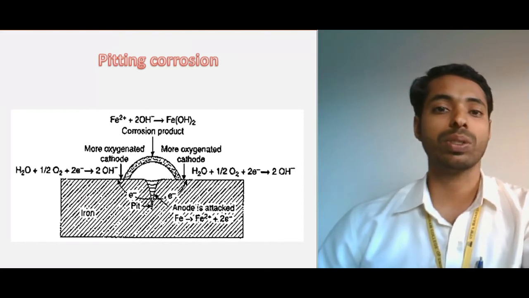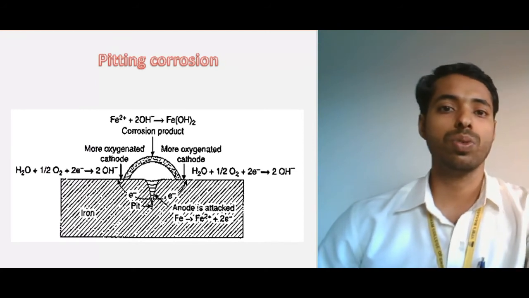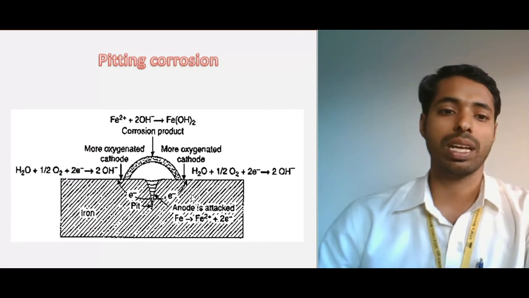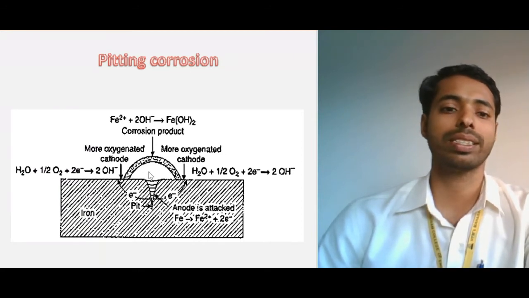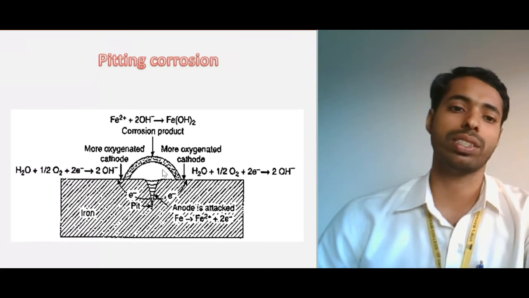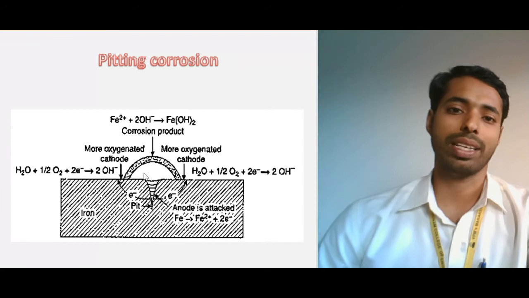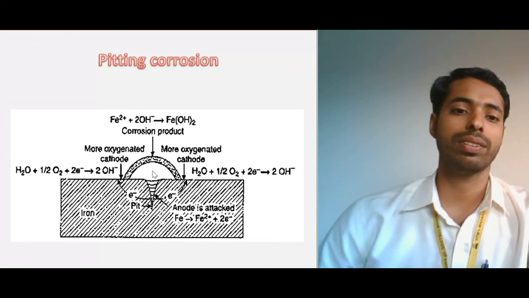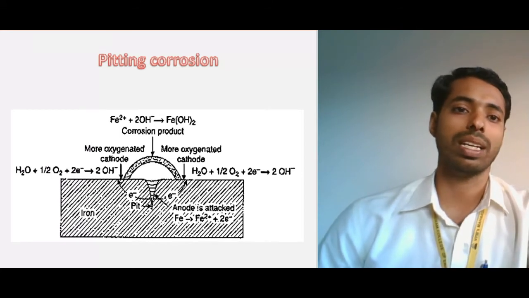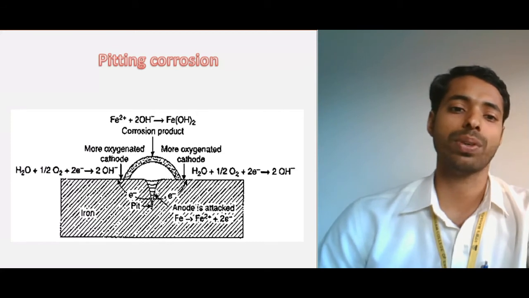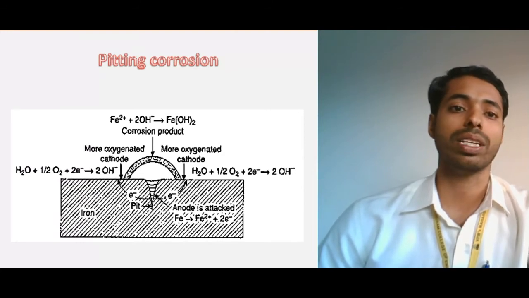This pitting corrosion can be explained in two ways. In this example, as you can observe, here is the iron metal on the surface of which a scale is produced, or dust particles or sand particles are accumulated. In this case, the metal surface below this sand or dust particle, which is less in contact with oxygen, the less oxygenated area, will behave as anode, and the rest of the metal, which is in the presence of more oxygen, will behave as cathode.